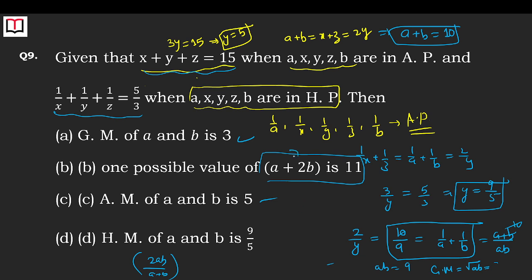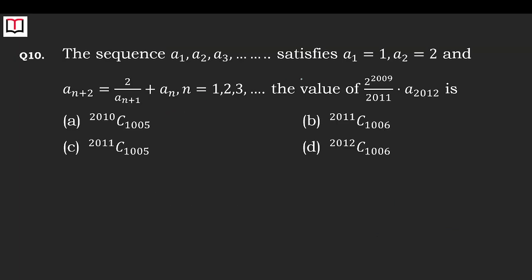So the only thing is a plus 2b is equal to 11. That one thing we have to check here. Can we find the value? Of course we can. We have ab, which is 9, and we have a plus b, which is 10. So 9 plus 1 is a direct one which we satisfy. So a is 9, b is 1, so a plus 2b is 11. That is also one of the possible values. So I think all the four options are correct.